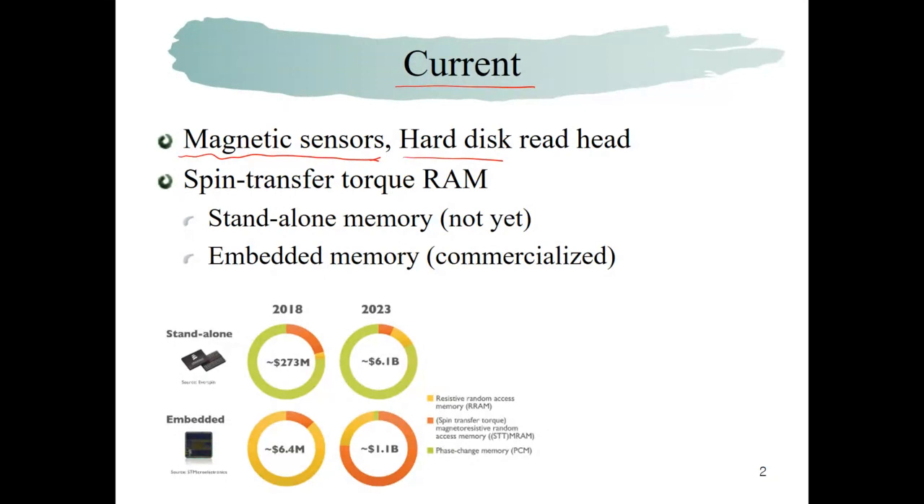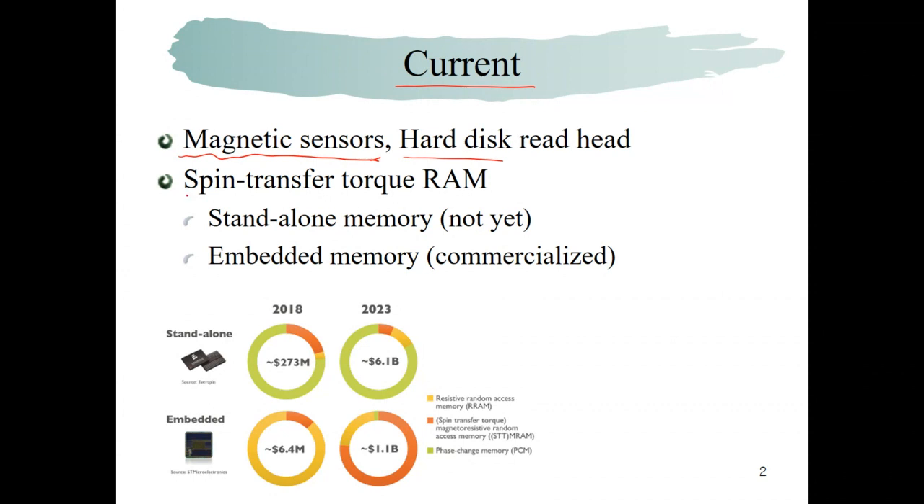So some people claim that if we replace hard disk drives with solid state memory, even though the initial cost is higher, eventually the maintenance cost is much lower. So eventually it's more advantageous. So many data centers start to replace hard disk drives with solid state memory.